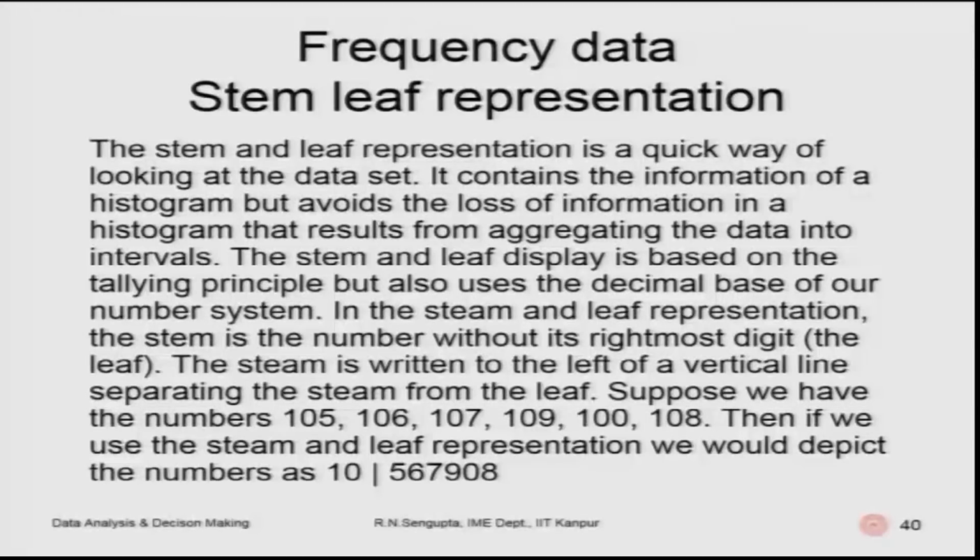Suppose we have the numbers 105, 106, 107, 109, 100 and 108. If we use the stem and leaf diagram, it will be 10, which is the stem, and the slash will denote the leaf. The leaves are 5, so it will be 105, next one is 6, it will be 106, next one is 7, it will be 107, and so on till the last one, which is 108.